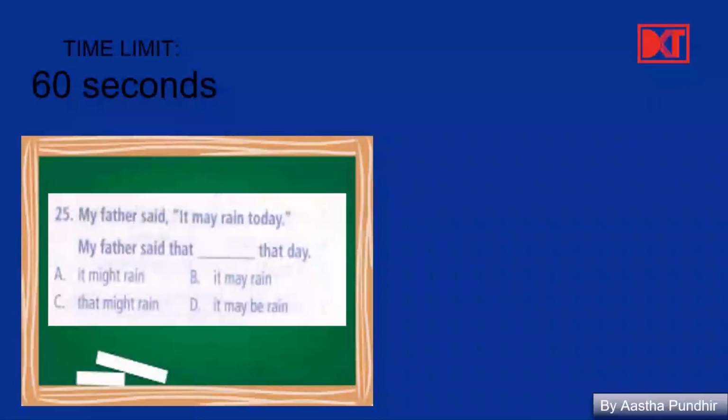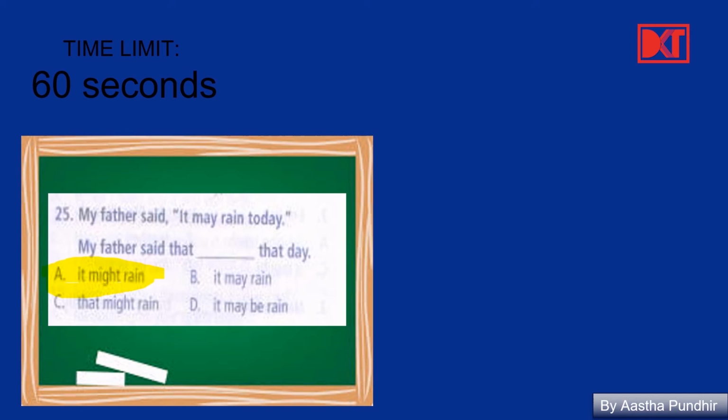My father said it may rain today. My father said that dash that day. A. It might rain. B. It may rain. C. That might rain. Or D. It may be rain. So here the correct answer is A. It might rain. My father said it might rain today.